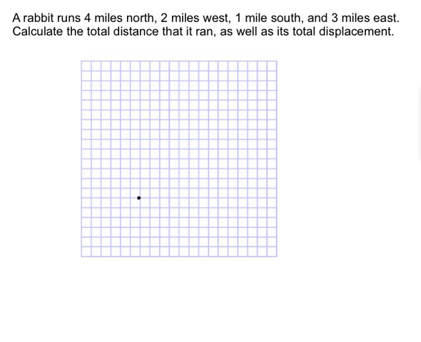And now we're going to draw what it did. So first it's running 4 miles north. So I'm going to go up 4 boxes and stop. That's 4 miles north. Now it's running 2 miles west, so I'm going to move 2 boxes to the west, stop. Then I'm going to go 1 mile south, and then it's going 3 miles east. So 1, 2, 3. I'm going to make another point. So I have my starting point, and now I have my ending point.